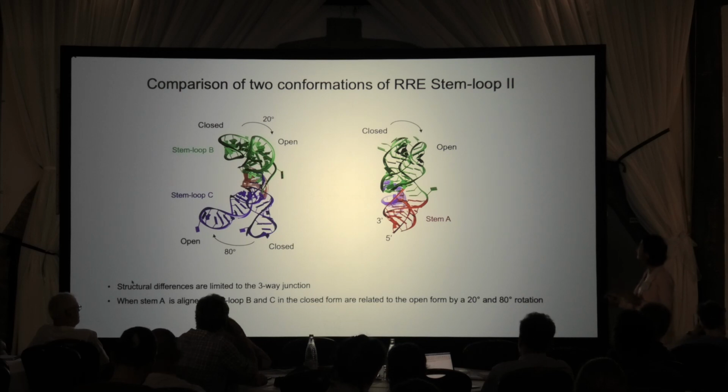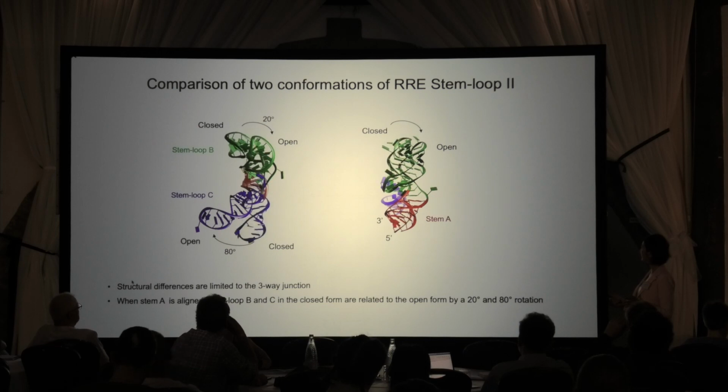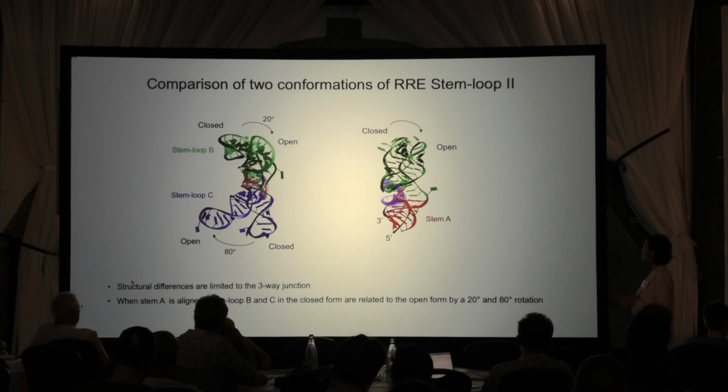Okay, so here I'm going to show the morphing from the closed to the open form. So roughly, stem loop B will turn about 20 degrees, and stem loop C will turn about 30 degrees. Okay, so why is this important?